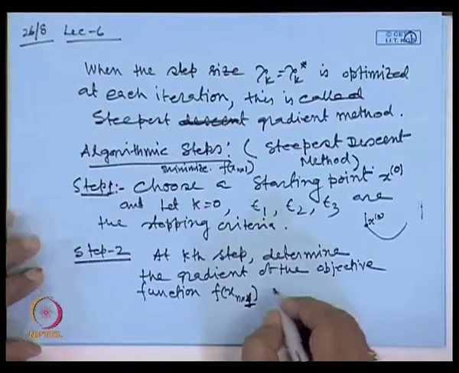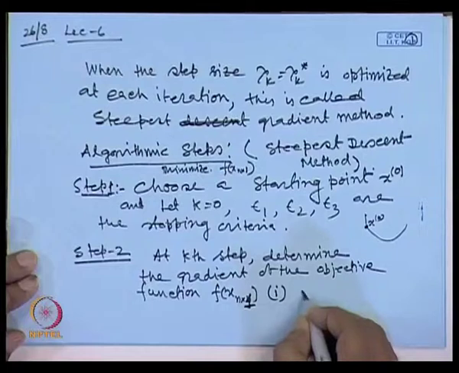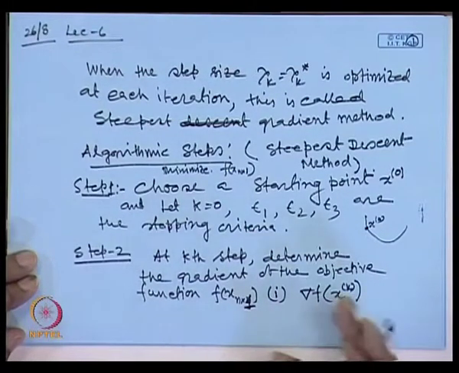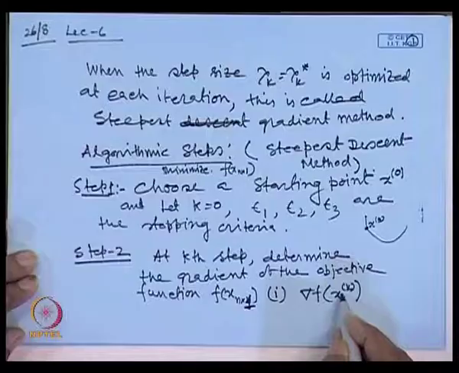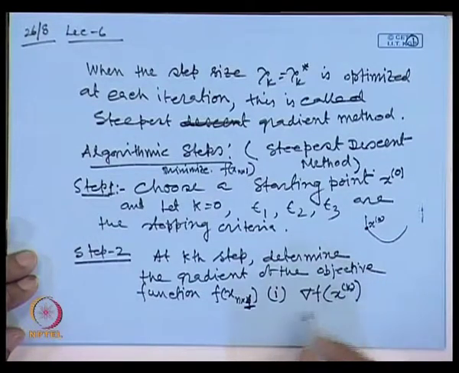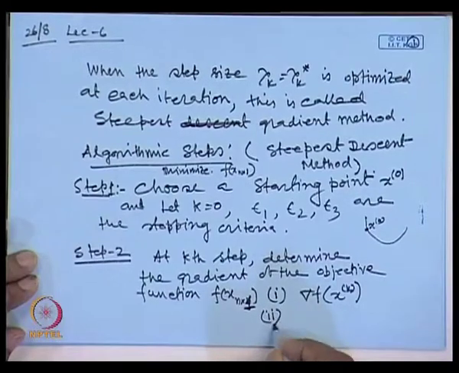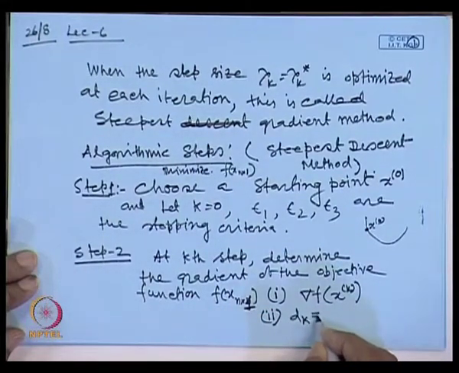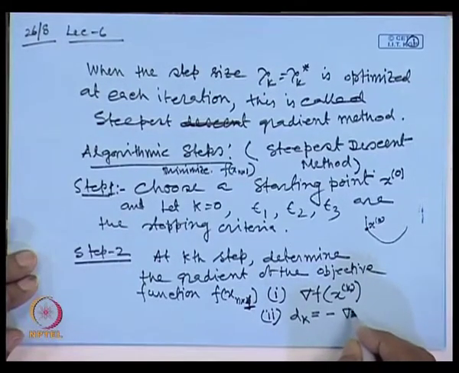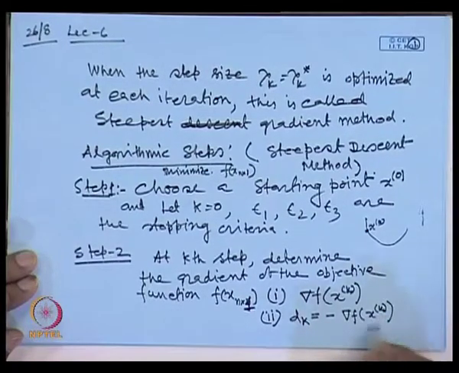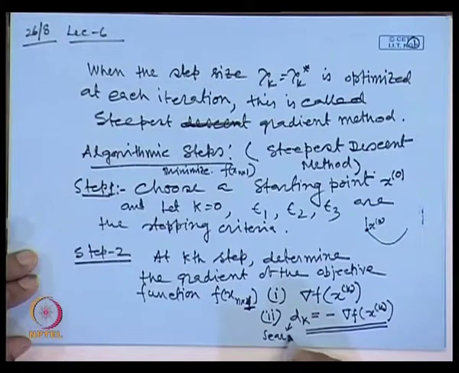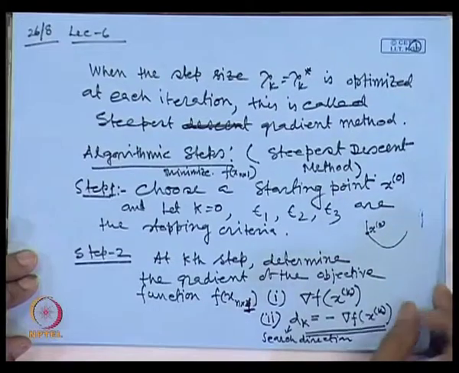That means you calculate the gradient of this function at the kth instant, at x superscript k. Second, you calculate the descent direction, the direction in which you have to move so that the function value will decrease from the just previous value. That is d k equal to minus gradient of f at x superscript k, which is called the search direction. That we have to find out in step 2.